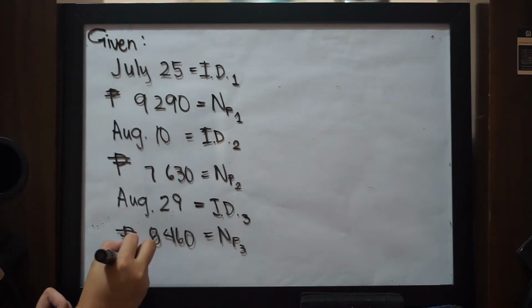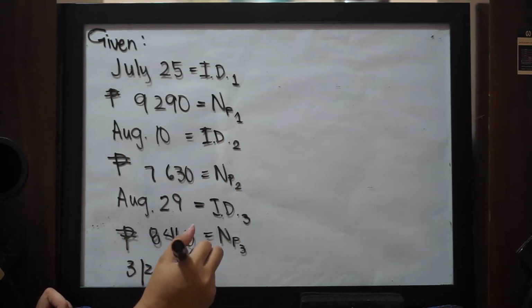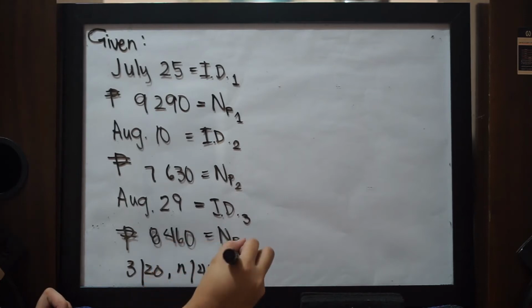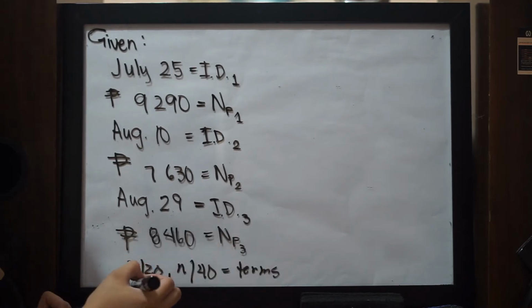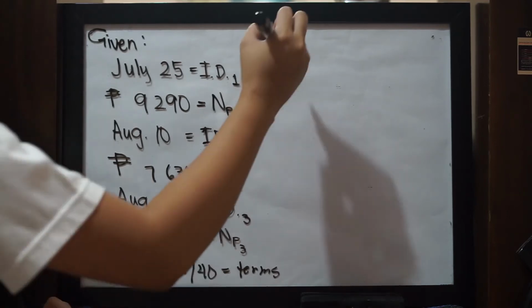And then, last na given natin is yung terms na 3/20, N/40. Terms. So, nasulat na natin lahat ng given na values. So, for the terms, ulit, ganun lang din. This is the number of days. This is the discount rate.